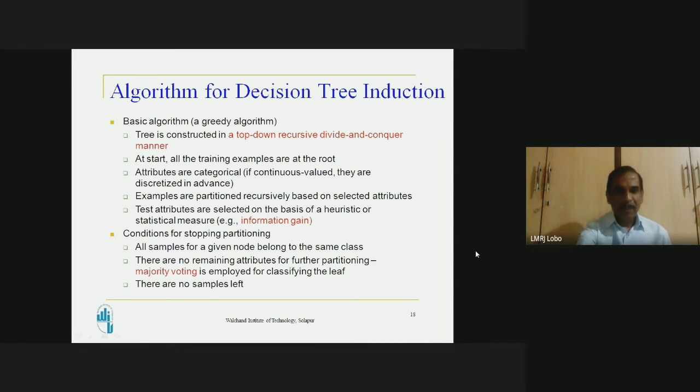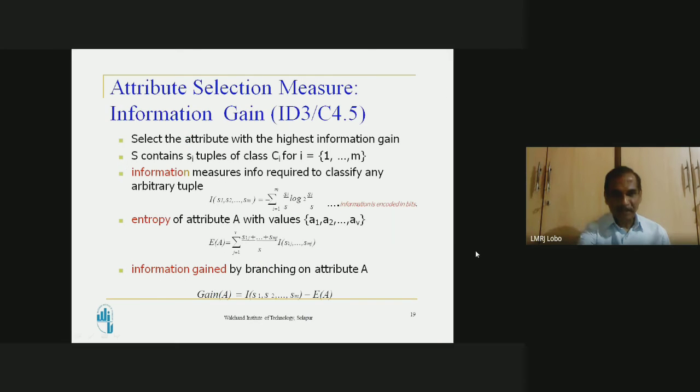We apply a condition for stopping this particular partition, and that might be by majority voting, or we have encountered all the samples for the given node which belong to the same class, or there are no samples which are left. The attribute selection measure of information gain is done by using the ID3 algorithm or the C4.5 algorithm, which is supported by decision trees.